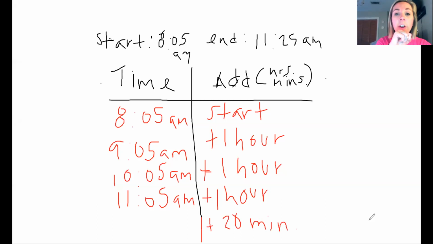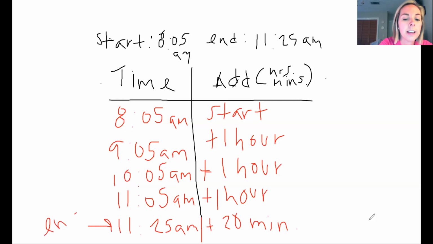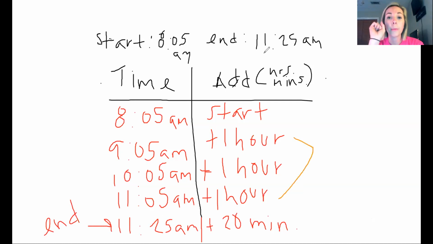Now 11:05 plus 20 minutes, my hour's not changing, it's still 11. I'm just adding 20 to 5. 20 plus 5 is 25 a.m. So now we've got to our end time. I'm gonna write end right here. Now all I have to do is take all of these hours. So 1 hour plus 1 hour plus 1 hour is 3 hours.